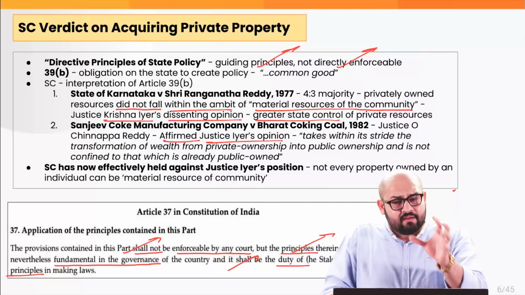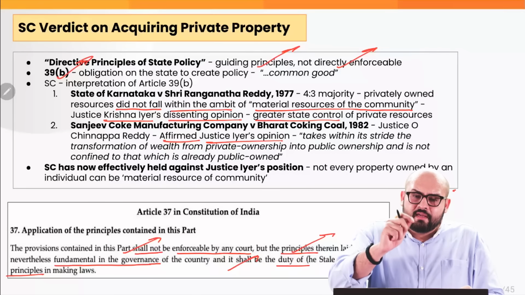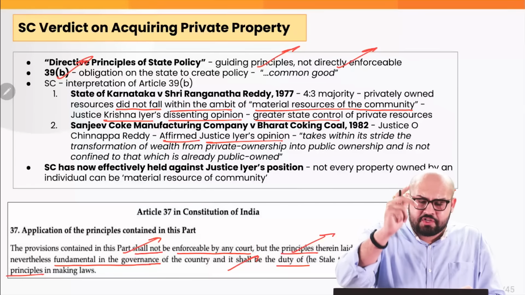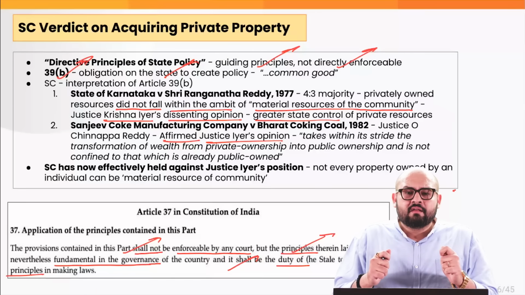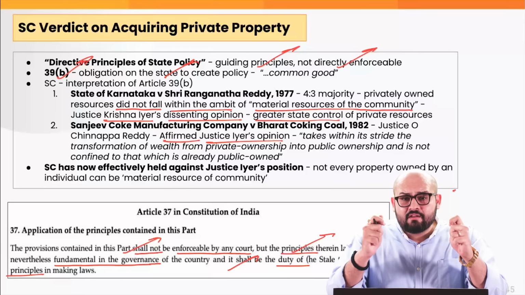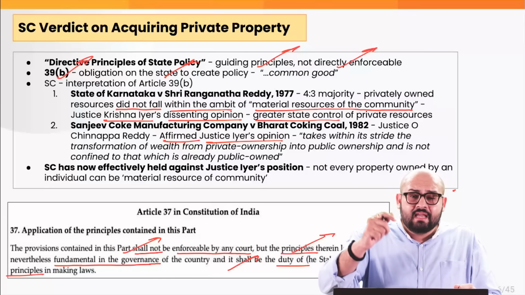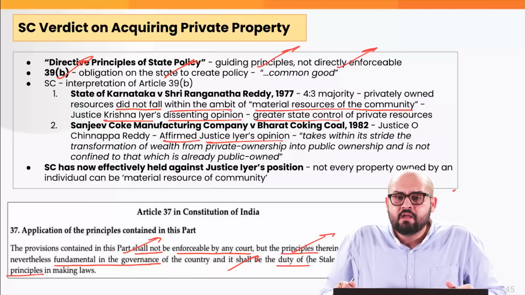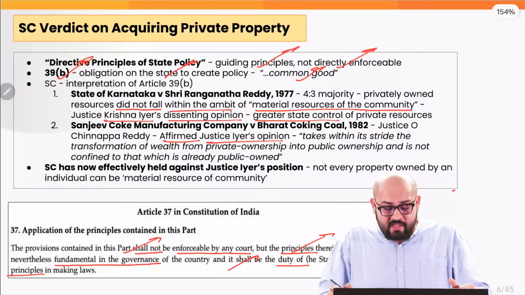Now, then we have got Article 39B. It also tries to give the obligation of the state to create a policy. What it says is that the state should make its policy in such a way that the material resources of the community are distributed so as to subserve the common good, right? That is what Article 39B provides for.